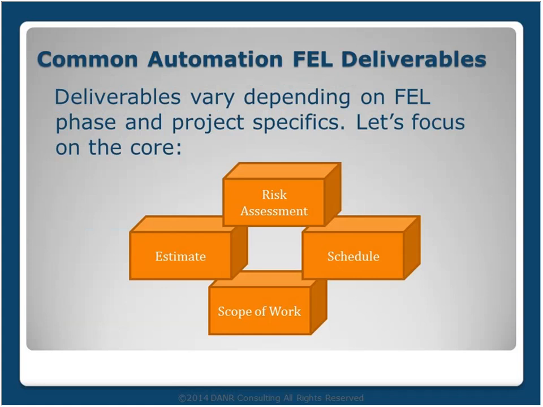So let's look at the 4 common automation FEL deliverables. Note that there are a large list of other deliverables on FELs, including drawings, logic narratives, graphic standards, etc. All of these things vary depending on the client, based on the FEL phase you're executing, and a number of other project specifics. But we're going to focus on these 4 core deliverables. And they are scope of work, schedule, estimate, and risk assessment. And consider the combination of these the building blocks for the FEL, but also the building blocks for your project management.